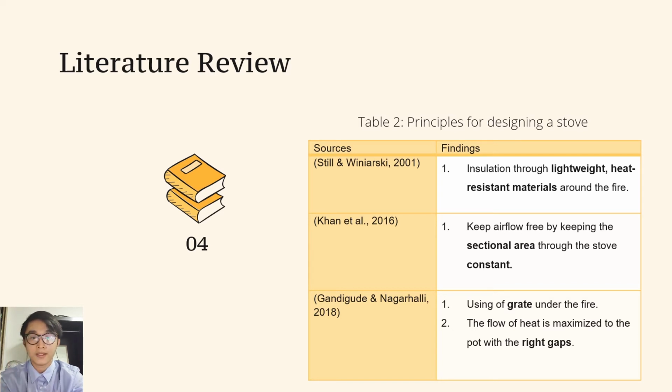From the sources by Steele and Winiarski 2001, the finding is insulation through lightweight heat-resistant material around the fire. By Khan et al. 2016, the finding is keep airflow free by keeping the sectional area through the stove constant. Then lastly, by Kennygood and Nargahali, the finding is using a grate under the fire, and the flow of heat is maximized to the pot with the right gaps.